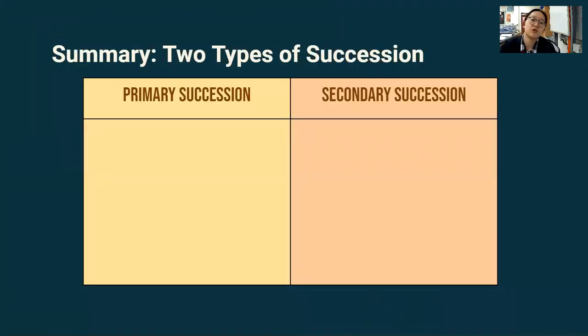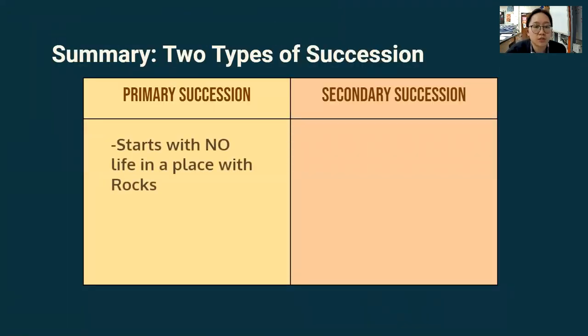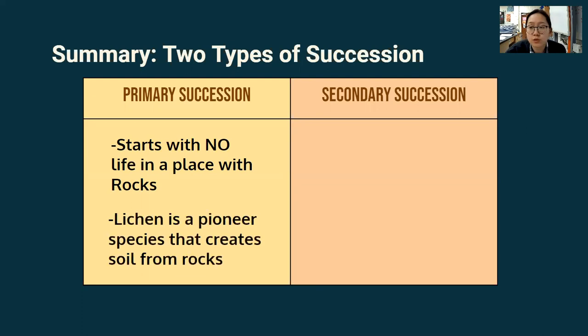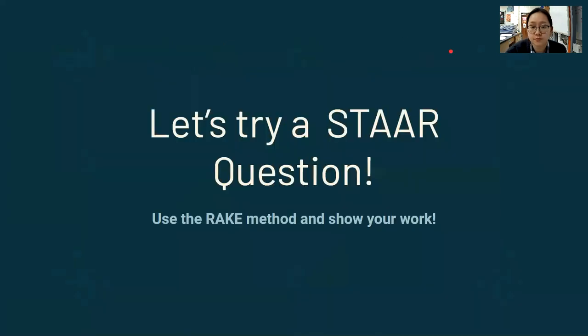So as a summary for our two types of succession, primary succession starts in a place with no soil, so it's going to be rocks. And lichen is going to be the pioneer species that takes the rocks and turns it into soil for the community. Secondary succession is what starts with soil, so it happens a lot faster.